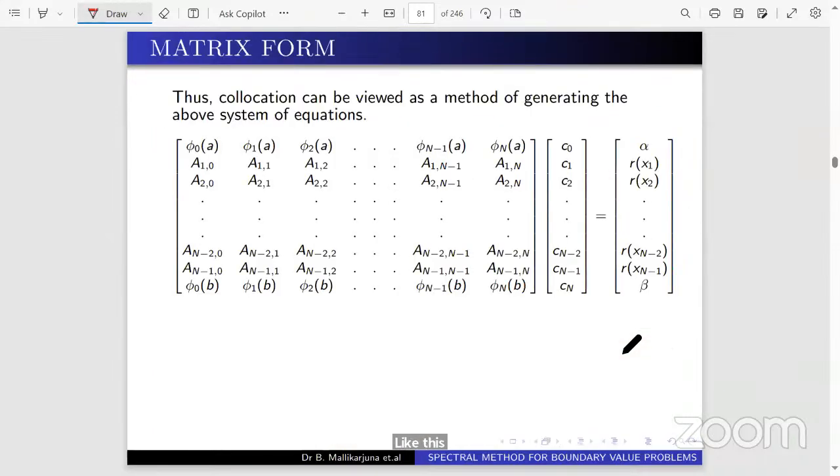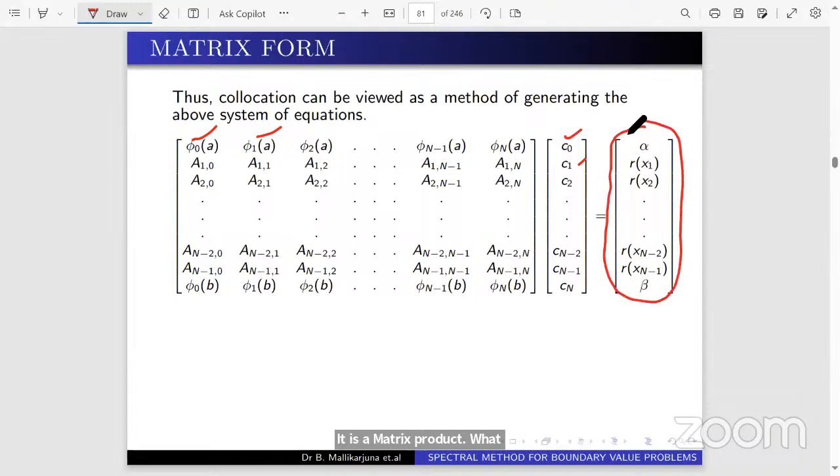This is the matrix form. What is the matrix form of those equations? Pi naught into C naught plus pi 1 into C1. It is a matrix product. Whatever the constant, we take to the right. Observe here the starting point alpha and ending point beta in the right side matrix or maybe vector. These represent the conditions at the initial point and at the end point.